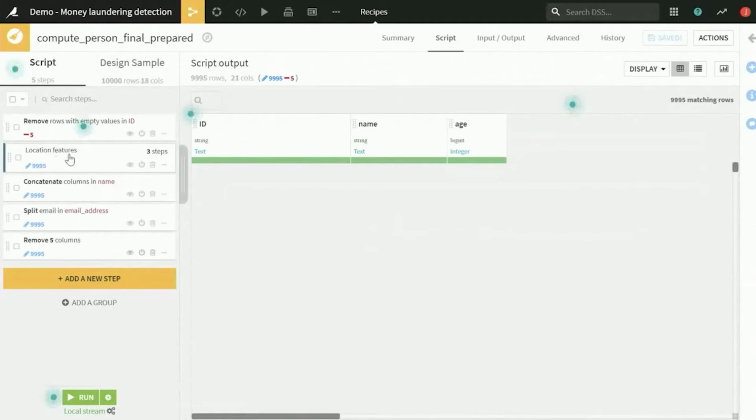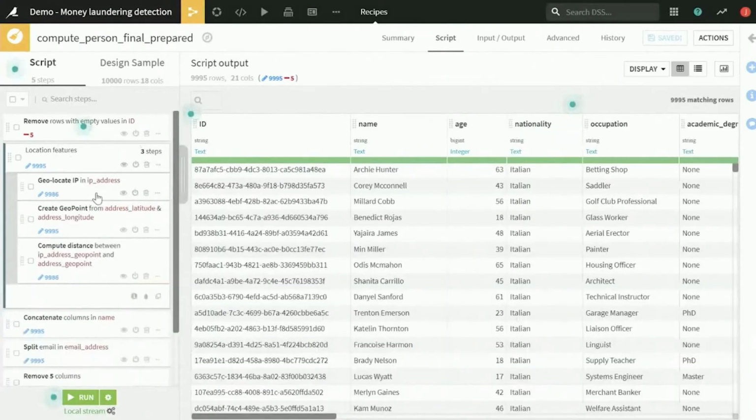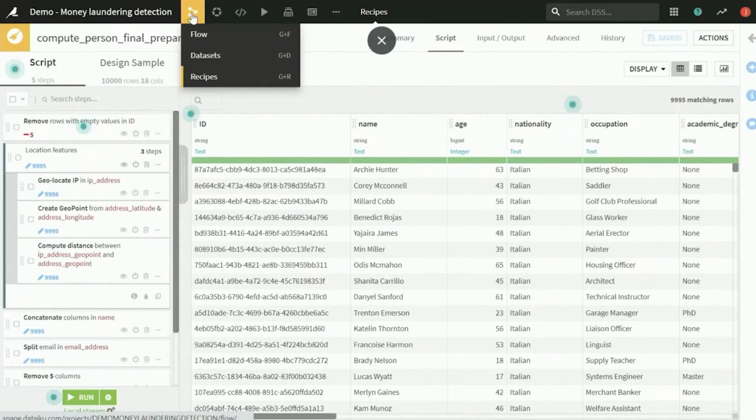For example, here we can compute the geo-coordinates of an IP address, and we can compare these coordinates with the coordinates of the address to see if there's distance between the IP which is used by the client to connect to his or her account and his or her reported address. So we are really adding information to the raw data. So that's for the persons, I guess.